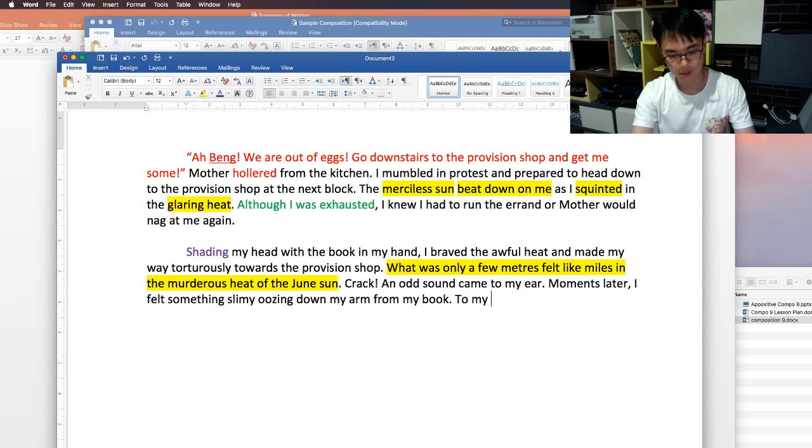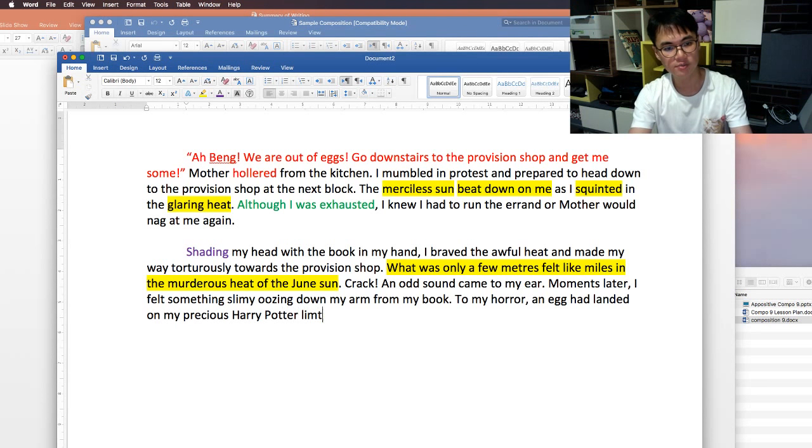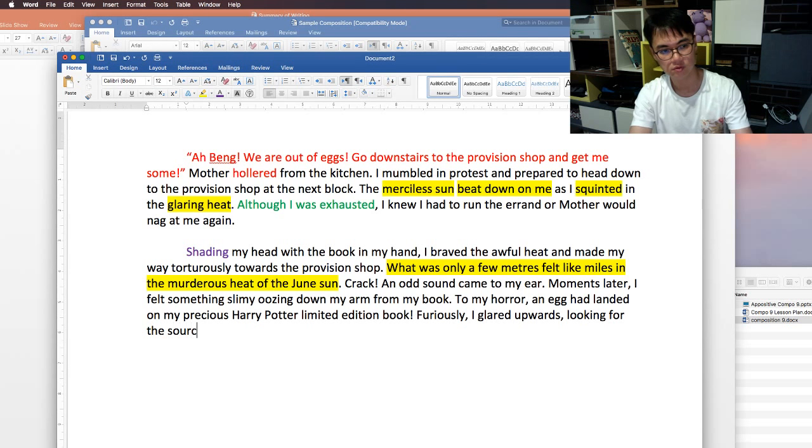To my horror, an egg had landed on my precious Harry Potter limited edition book. Furiously, I glared upwards, looking for the source. The egg.